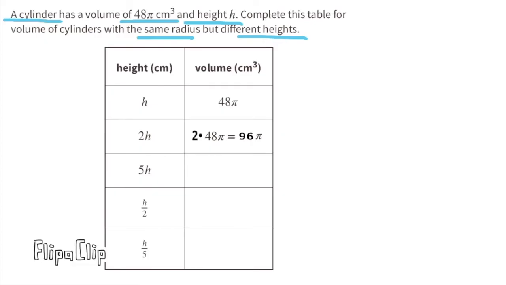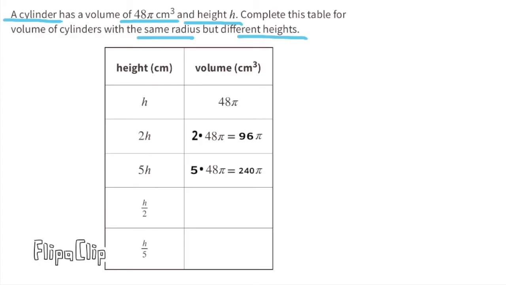The next cylinder has a height of 5h, or 5 centimeters. That's 5 times taller than the first cylinder. So we'll multiply 5 times 48 pi, and that equals 240 pi. The height of this cylinder is 5h, or 5 centimeters, and its volume is 240 pi centimeters cubed.